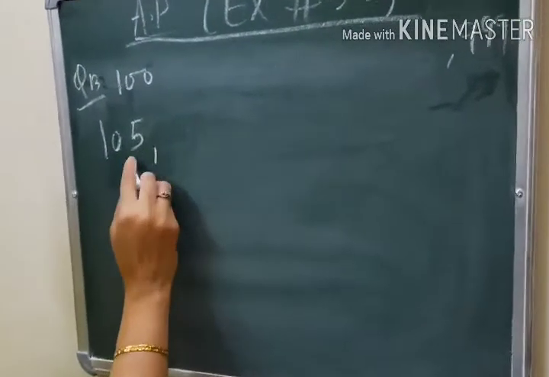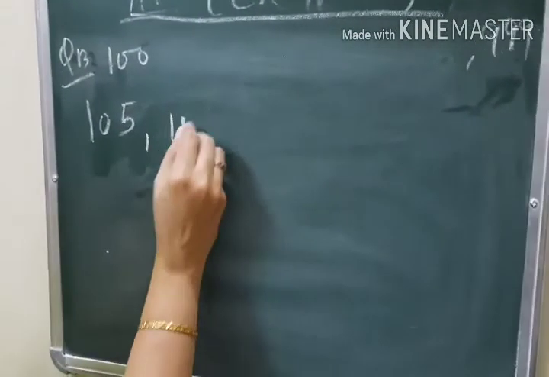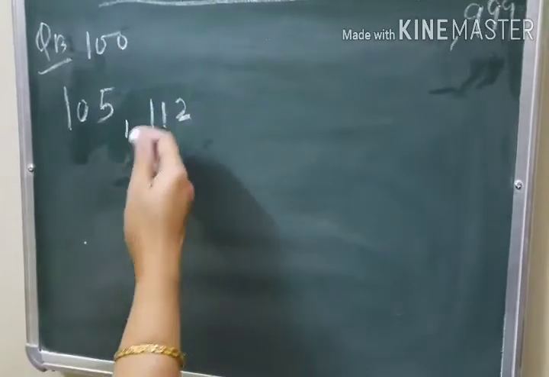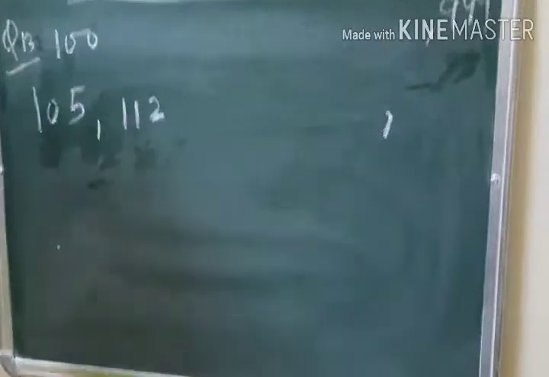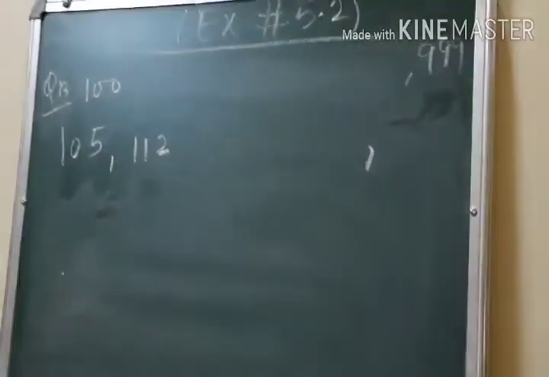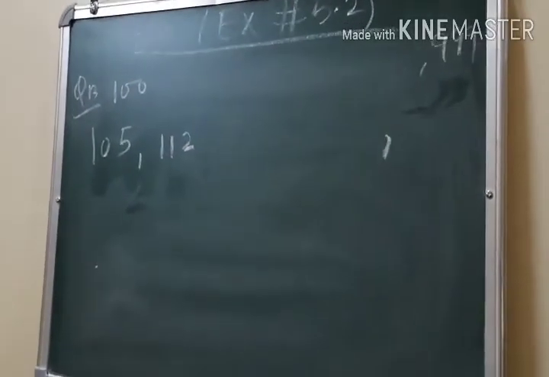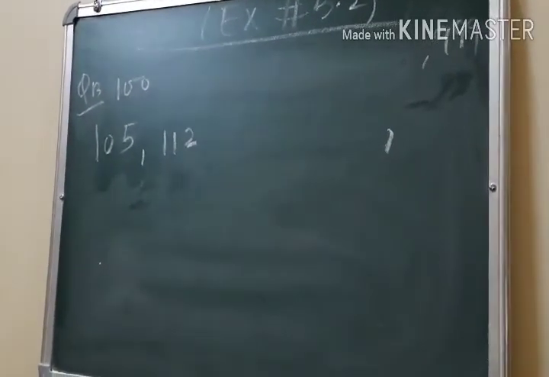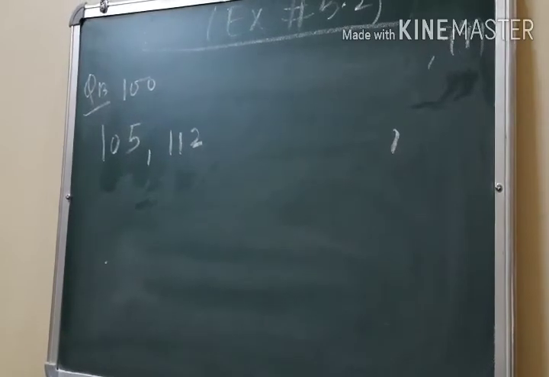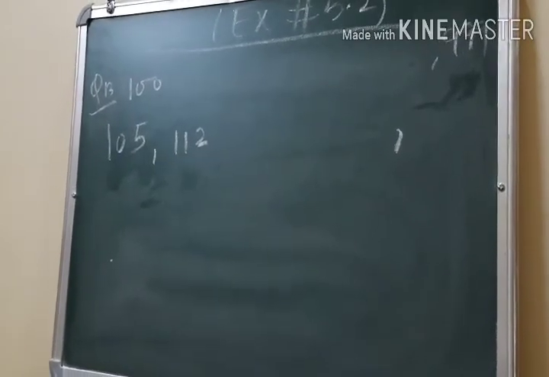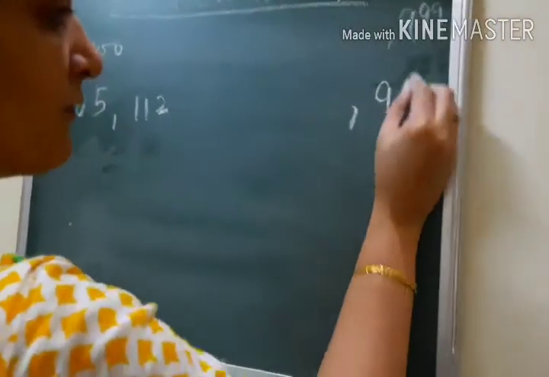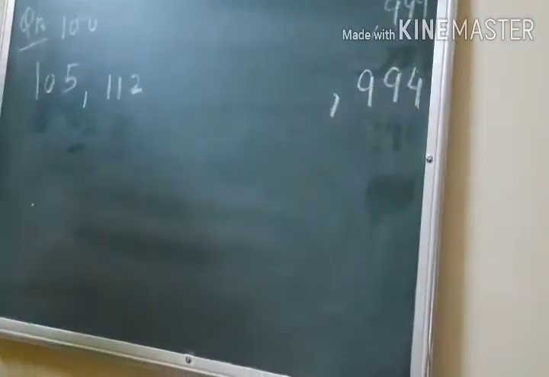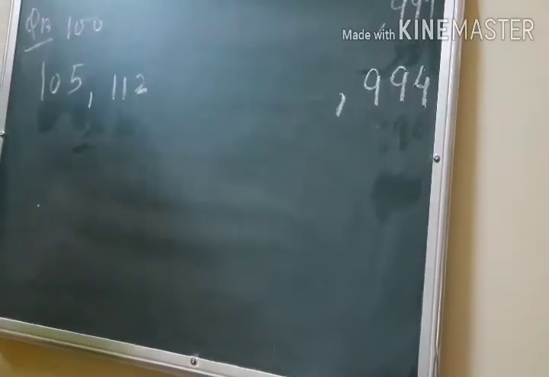Now if the first number is 105, the next number will be 112, because it is divisible by 7. So you have to add 7 to it. Similarly, move from the back. 999, just check whether it is divisible by 7 or not. No. 998? No. 997? No. 996? No. 995? No. 994 is divisible. If you divide it by 7, it will be divisible.